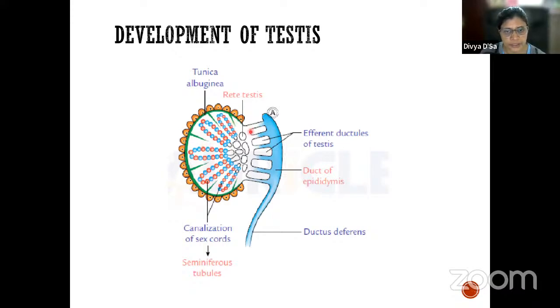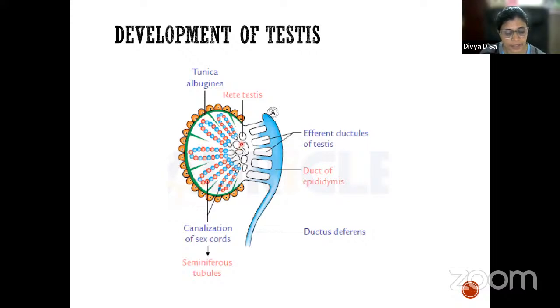This mesoderm also forms, at this end near the rete testis, the mediastinum testis. What do we say about the mediastinum testis? It is basically the thickening of the tunica albuginea at the posterior surface of the testis. So here we see the formation of the mediastinum testis, and the fibrous septa, as I said, divide it into various lobes.